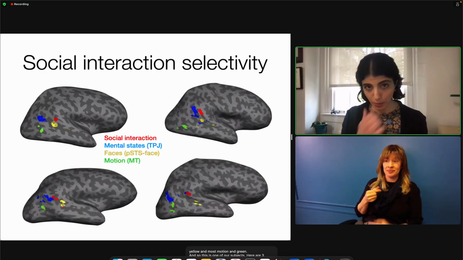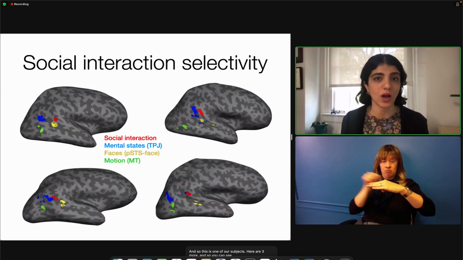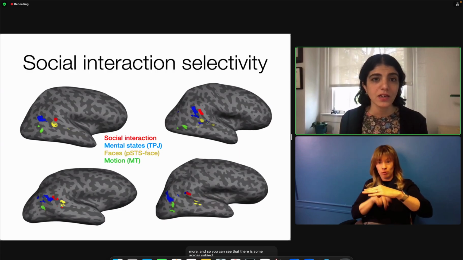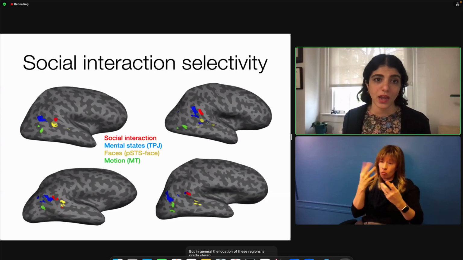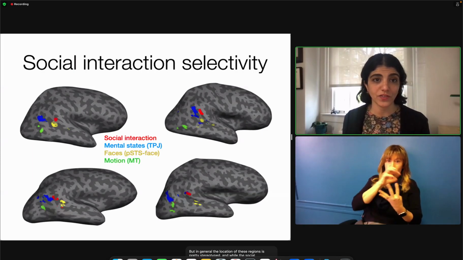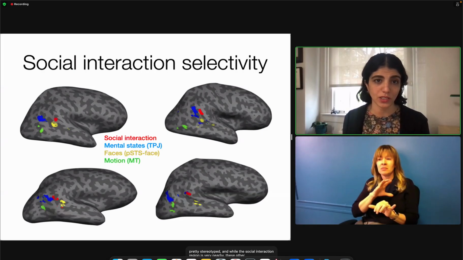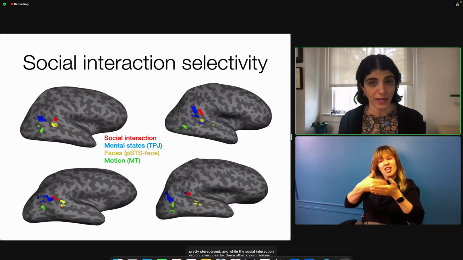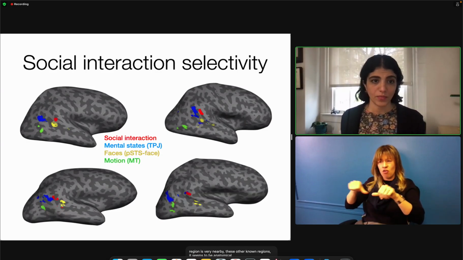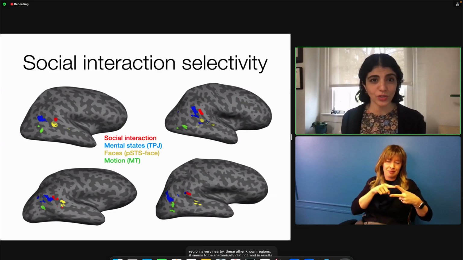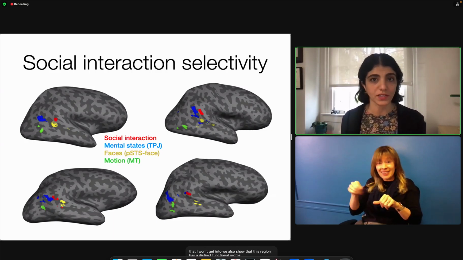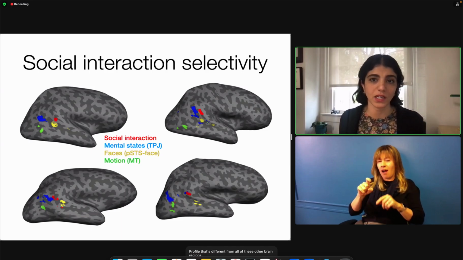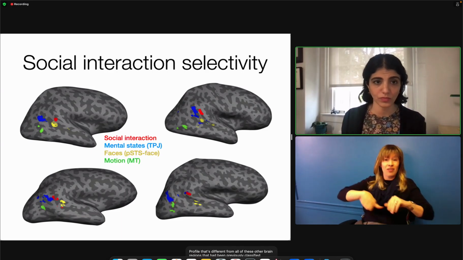Here are three more. And so you can see that there is some across-subject variability, but in general, the location of these regions is pretty stereotyped. And while the social interaction region is very nearby these other known regions, it seems to be anatomically distinct. And in results that I won't get into, we also show that this region has a distinct functional profile that's different from all of these other brain regions that had been previously classified.